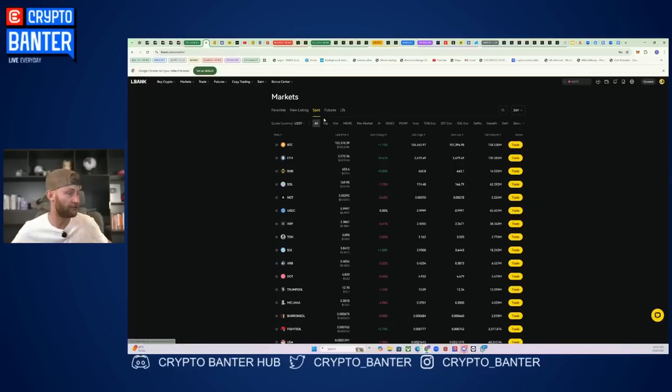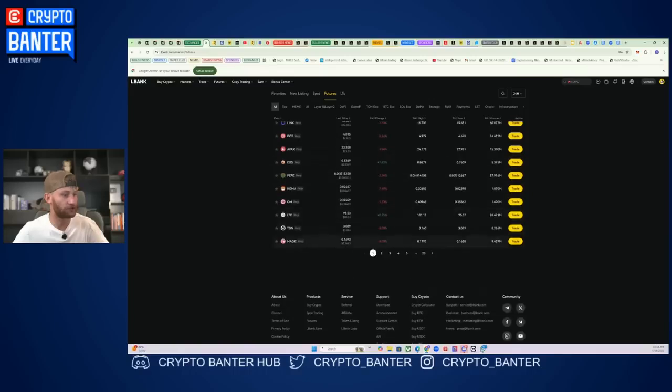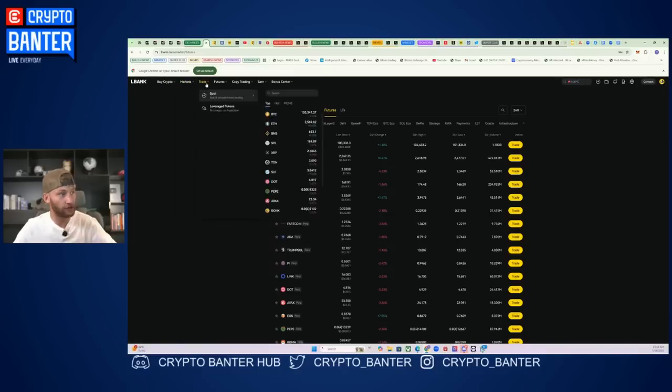But you could see here, if you want to see any tokens that they have on spot, you will find them all here. Futures, which is the leverage section. Look how many tokens they have over here when it comes to leverage. I think it's hundreds and hundreds of tokens that they have here on the leverage platform. So they have a wide range of many tokens, which is really good. So that's the market section. So go find tokens, see what's all available. Then you have the trading section.